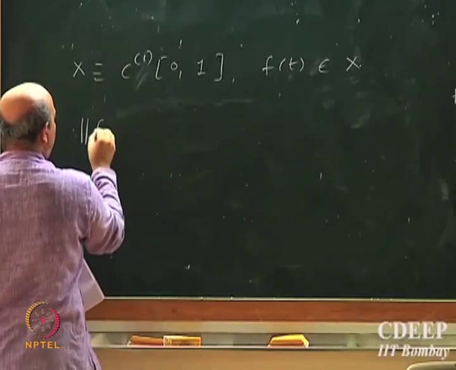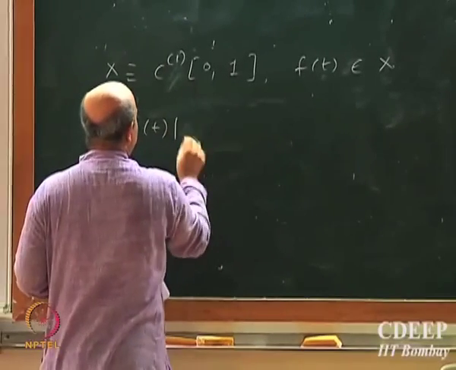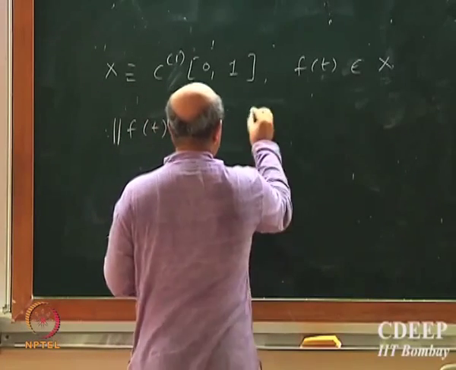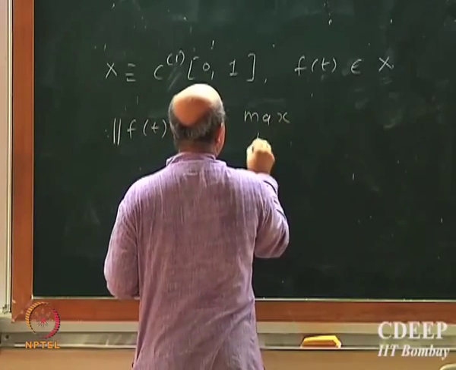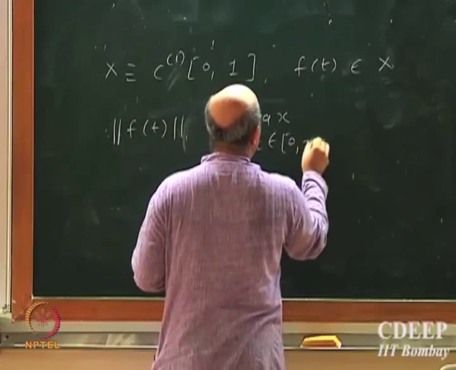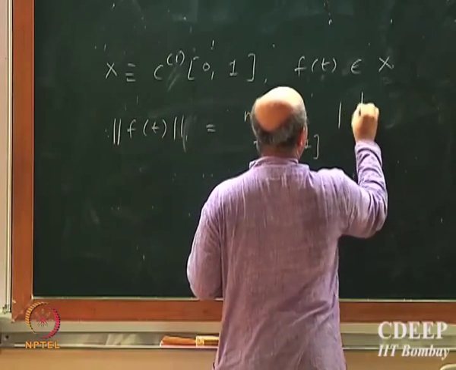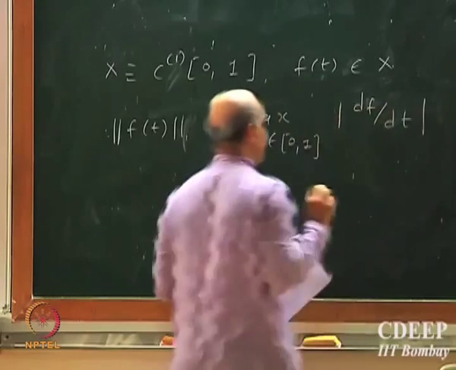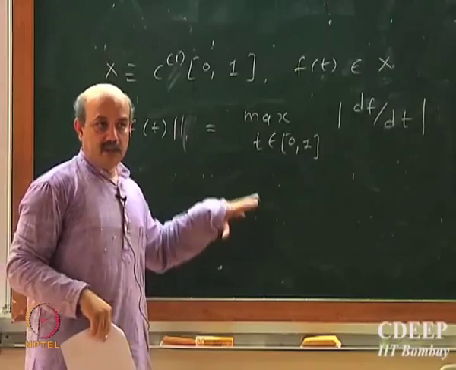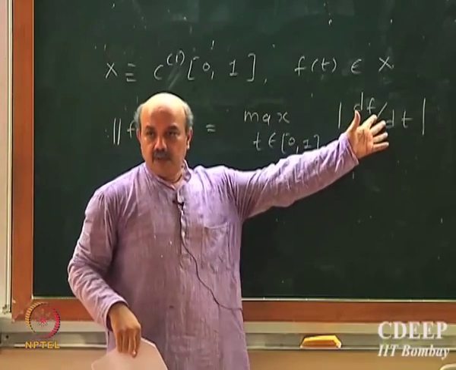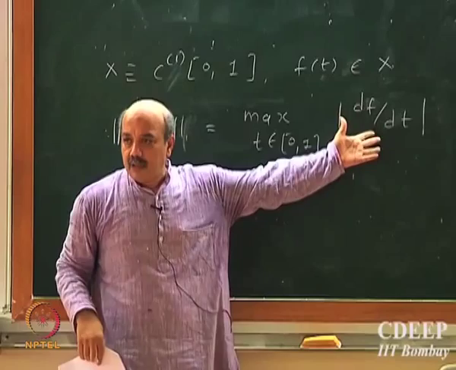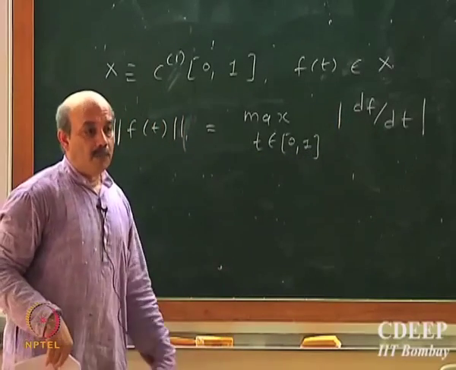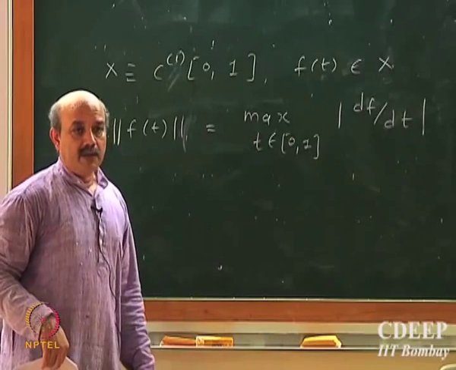Now I am defining a norm of f(t) as the max over t belongs to 0 to 1 of mod of df by dt. I am taking the derivative of the function. Okay, df by dt. Question is, does this function define the norm? Why?